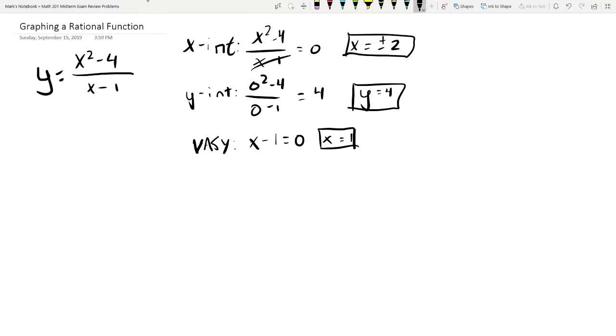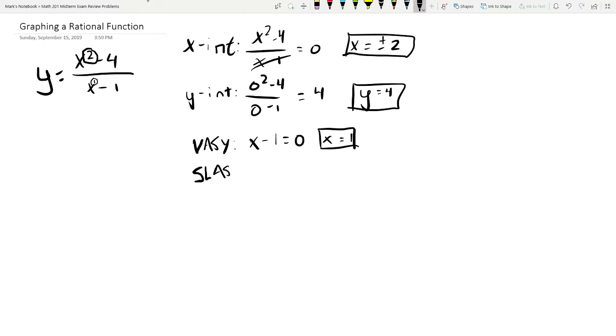Okay, now things will start getting a little bit more complicated. Notice here that we're not going to have a horizontal asymptote because the power of the numerator, or the order of the numerator, is higher than that of the denominator. Notice the highest power here is 2, the highest power here is 1. When that's the case, we're going to have a slant asymptote. Remember, when the orders are equal to each other, then we'll get a horizontal asymptote.